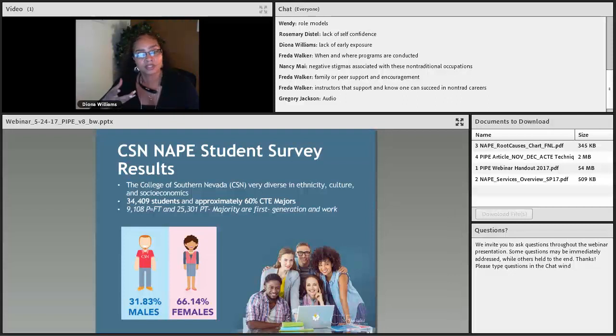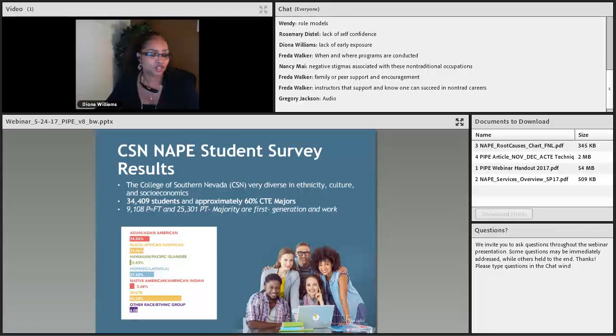So in the survey that we initiated, we sent it to all students, and we had about 1,560 students that responded. So we were really excited about the respondents to the survey. 31.83% males responded and 66.14% females responded. And I thought I'd just throw a little bit about the ethnic demographics back in here. Let me get my little pointer on here so you can see the ethnic breakdown of those that participated.